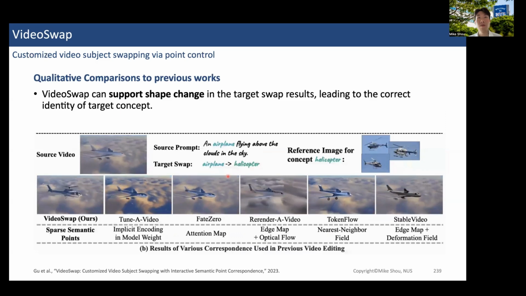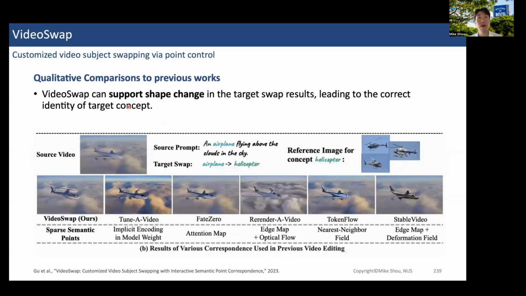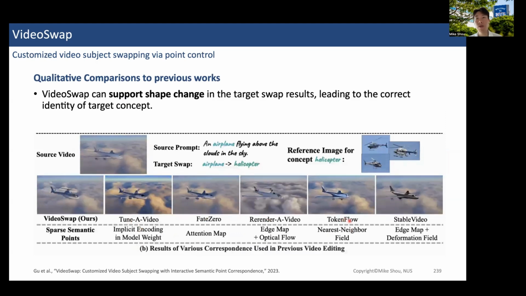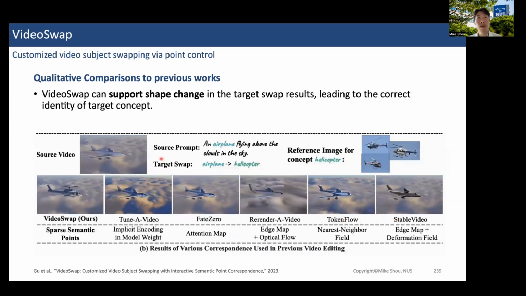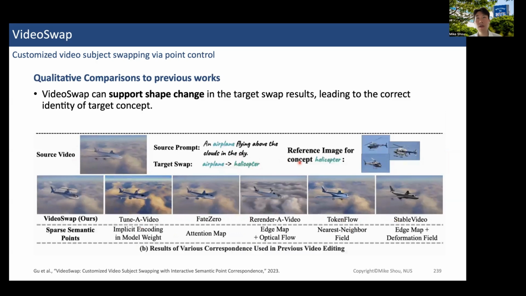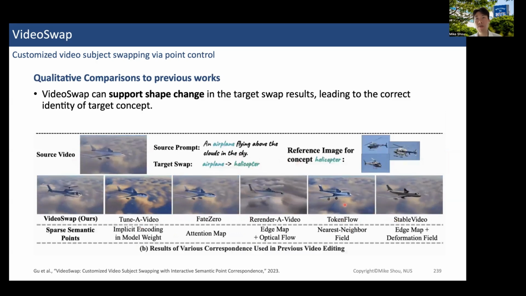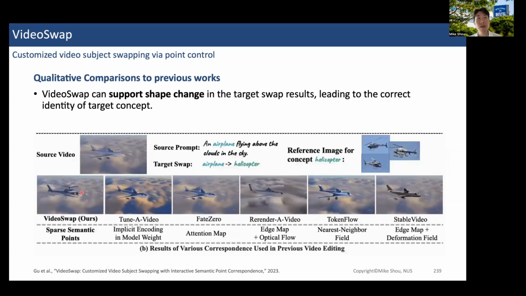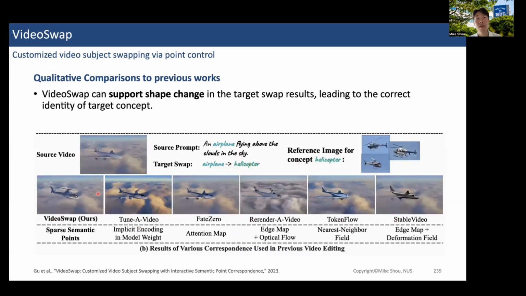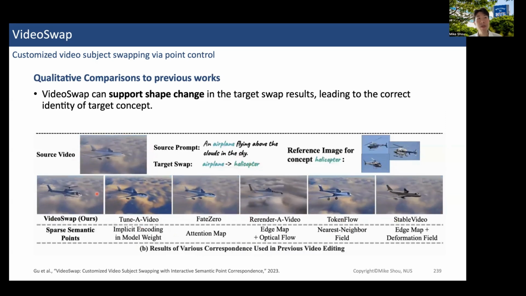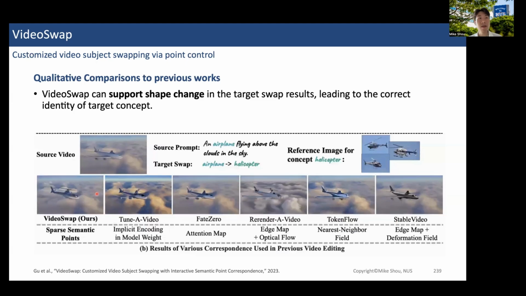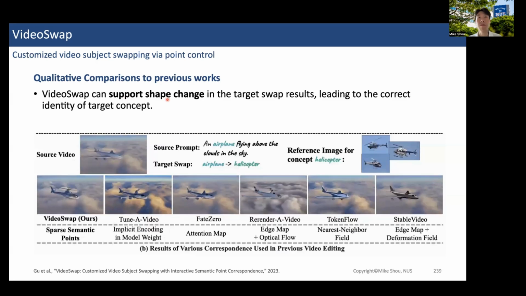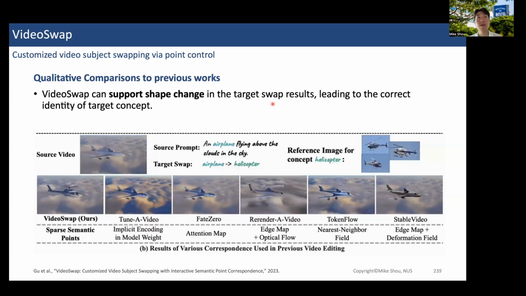And here is a specific example that we showcased comparing to previous methods, like Tune-A-Video, Pix2Video, Render-A-Video, and so on and so forth. When we try to change the source video to a helicopter, all the previous methods fail, but our method is able to reflect the correct shape of the helicopter. This is because we can remove some of the semantic points that are not designed in the new concept. This way, we are able to support shape change in the swap results.